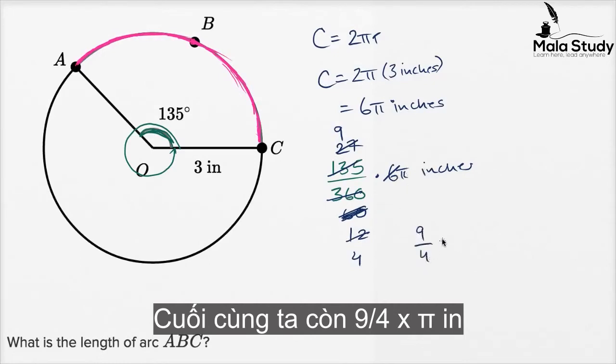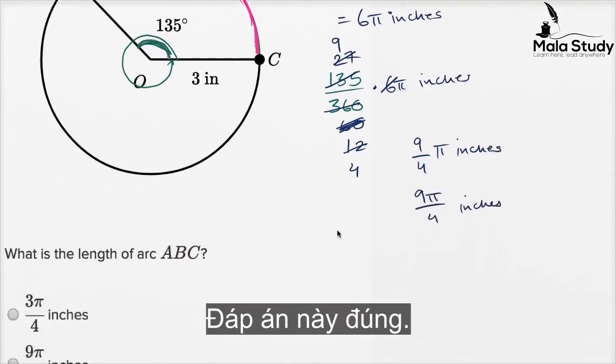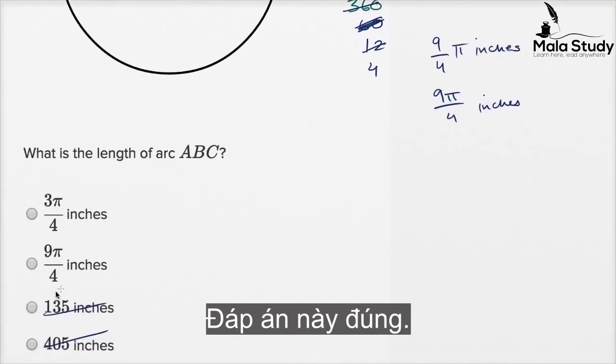So 9/4 times pi inches, or we could multiply the numerator times the pi. We could say 9 pi over 4 inches. And when you look at the choices, that is this one. That is this one right over there.